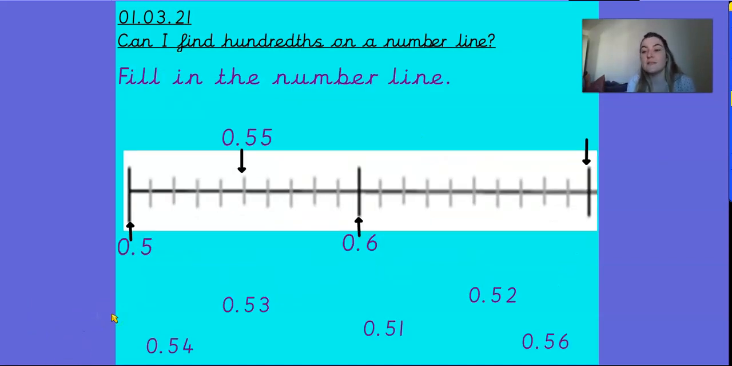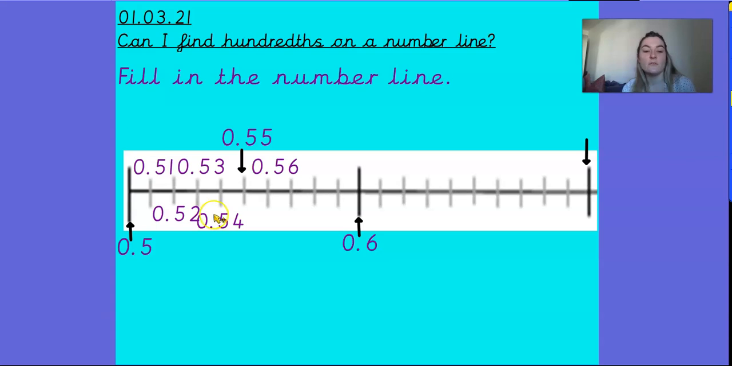Okay, this is our last activity before you go off and do your worksheet, okay? And you've got to fill in the number line. So you need to make sure that you have counted up to find out how many hundredths are in each jump, okay? So have a look, you've got 0.5 here and 0.55 here. So you've got 5/10ths and now you've suddenly got 5 hundredths as well. So think about how many hundredths are in each jump and then place these on the number line, and I'll see you when you get back.